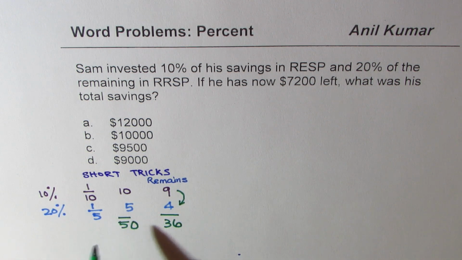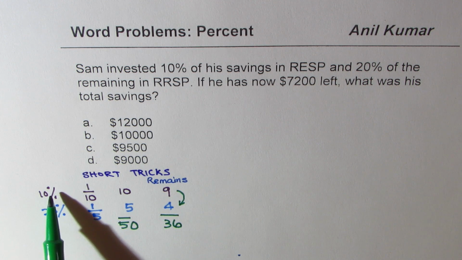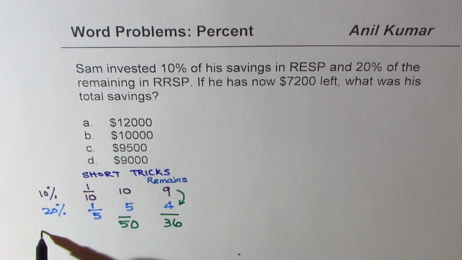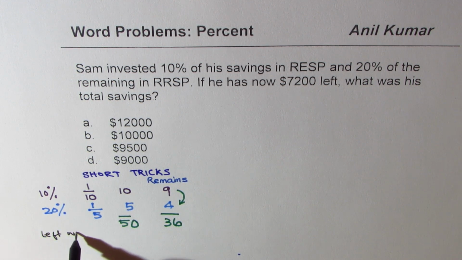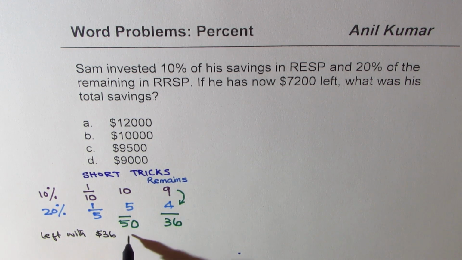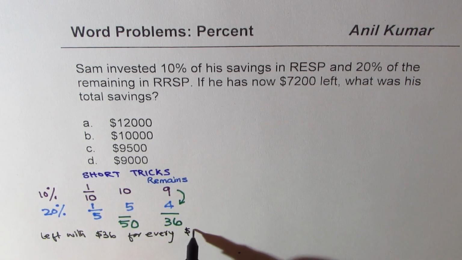So when you multiply these, you get 9 times 4 as 36, and here 5 times 10, you get 50. So if you do investment of 10% and then 20%, you are left with $36 for every $50. So that is how you should look at it. You get an idea, right?